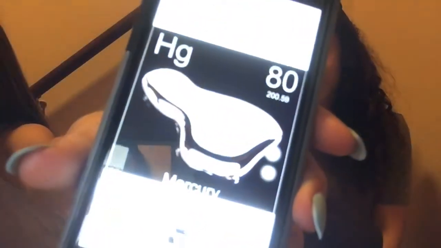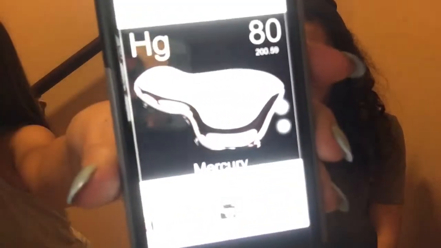Whoa. Fact number 5, Mercury is a silvery white metal. Okay, so I pulled up a picture of Mercury, and it is a silvery white metal, and it's so pretty. Does Mercury bond with other elements? Yes, it does. It forms with oxygen, and together they form mercury oxide, but only at high temperatures.